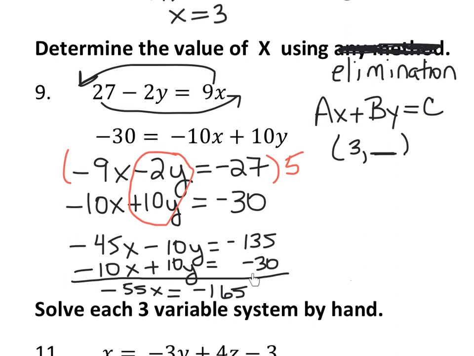Now the last step to get x is just to divide both sides by negative 55. And when I did that, I got x equals 3. So I put it right up here in my ordered pair. I put my x as 3.